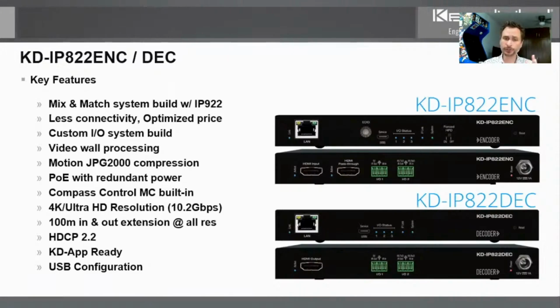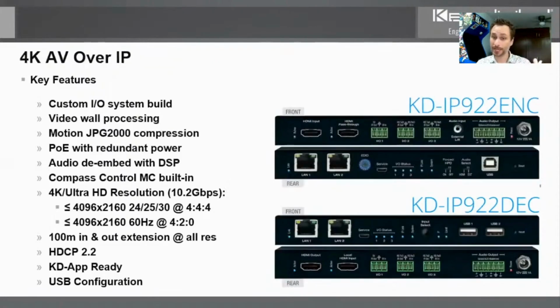And with our 822s and 922s, we see here the 822s. The general picture of the 822s is it gives you exactly what you need: HDMI video and audio, and control IR, RS-232 control, PoE powered, and mix and match with the 922s, which are fully compatible together, and this gives you more connectivity. So if you did need to de-embed audio, you would use a 922.